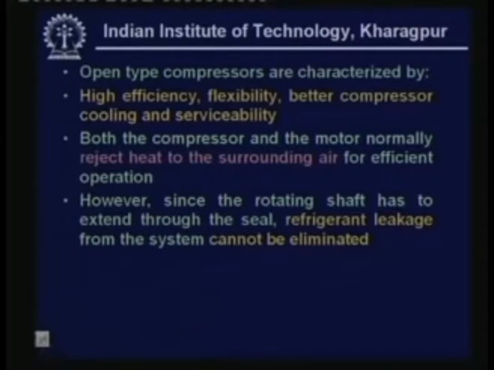These systems are flexible because you can vary the speed of the compressors, because if you have a belt drive you can vary the speed, and if you have a gear drive also you can vary the speed. So, they offer flexibility. Another advantage of these compressors is if you are using a belt drive, there is no possibility of the motor getting overloaded, because if the compressor is overloaded then the belt starts slipping. So, this is another advantage of open type compressors. Normally open type compressors are used in large systems because they are serviceable.